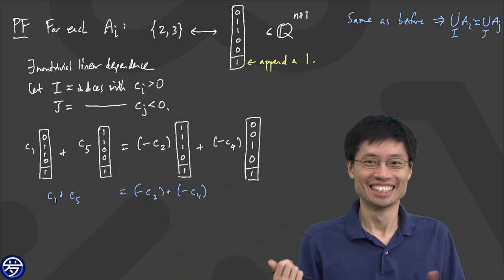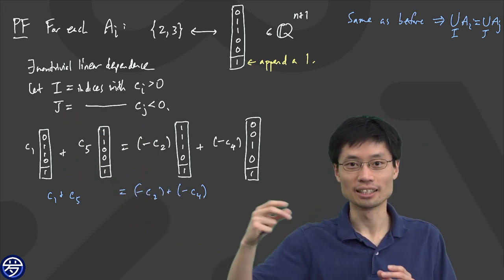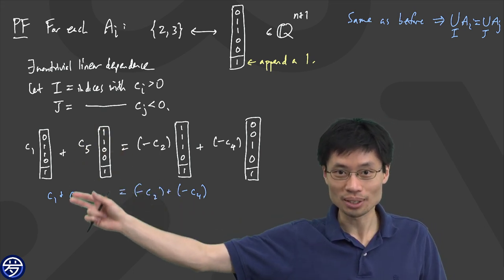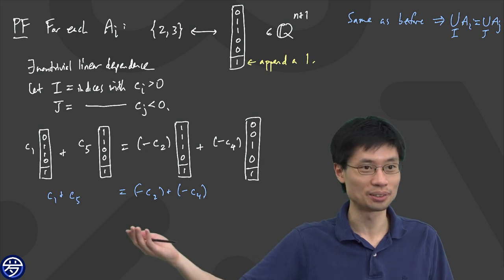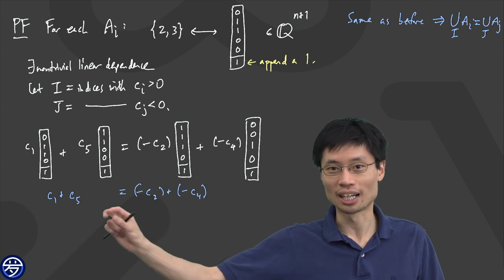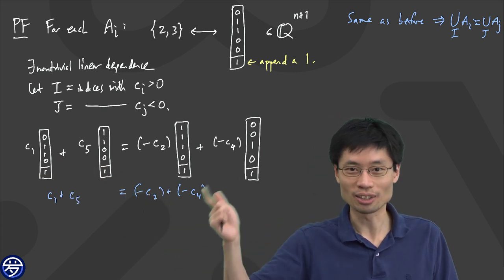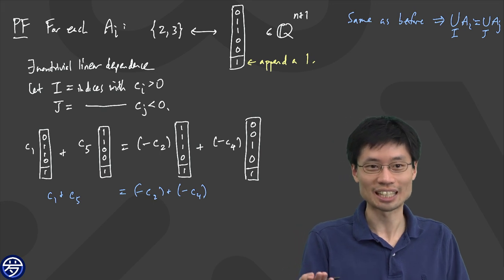So the point is that if you try to add up these things on the left-hand side, since you're adding up all this positive or zero stuff, in the end what you get is a vector which has some positive numbers and some zeros, and some of those numbers are max. They're the max, which is the sum of C1 and C5. And those are exactly where the intersections are.